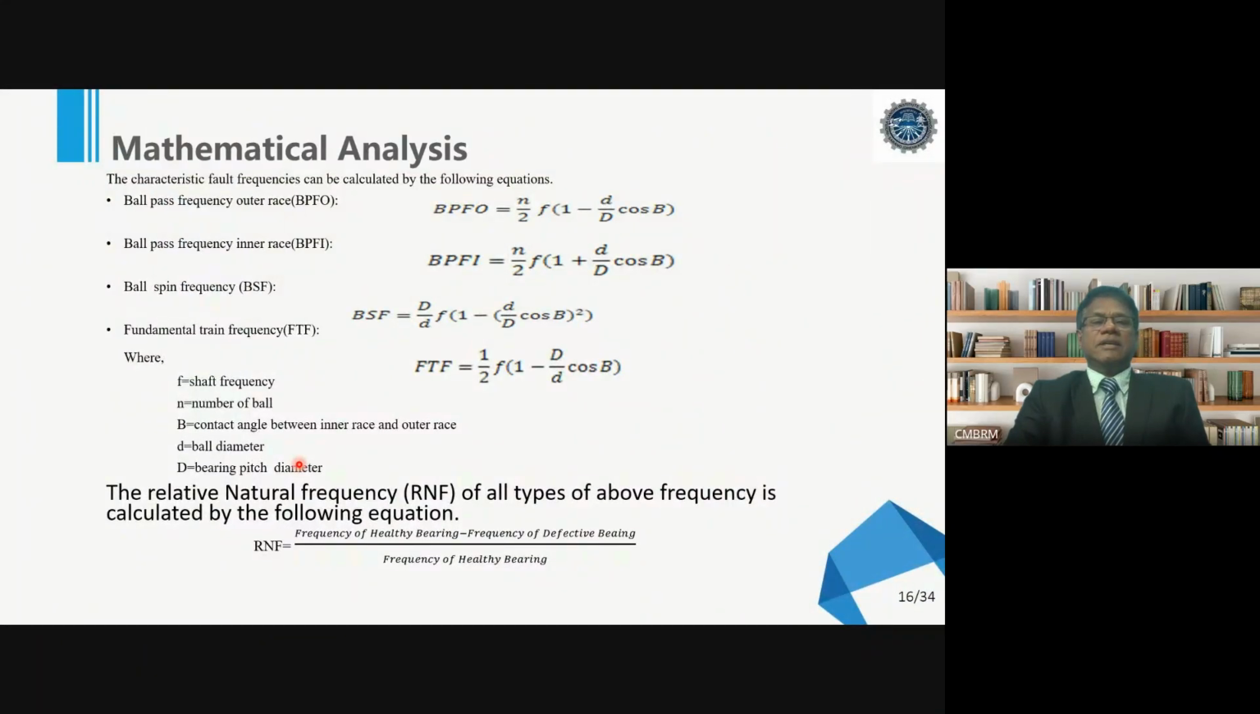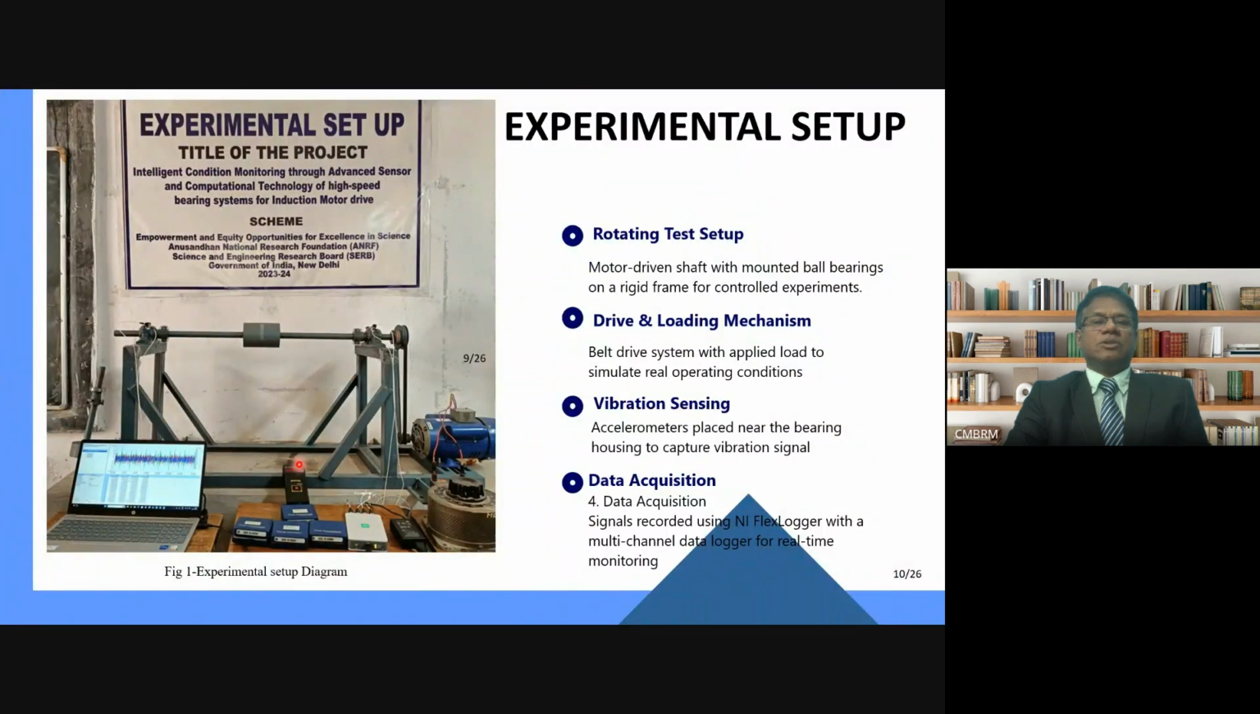So these are the various types of frequency we get from the ball bearing: ball pass frequency outer race, ball pass frequency inner race, and spin frequency. These are the frequencies we got. So this is the experimental setup we developed in a laboratory.